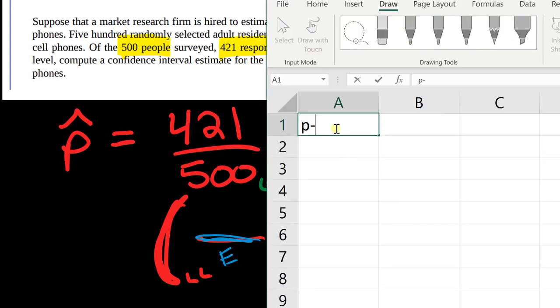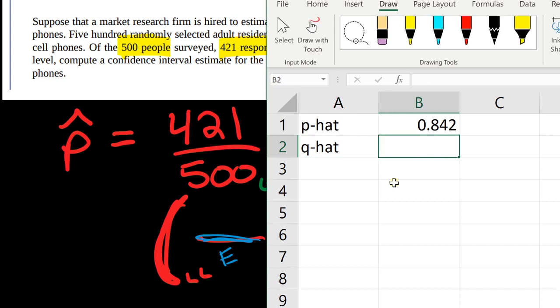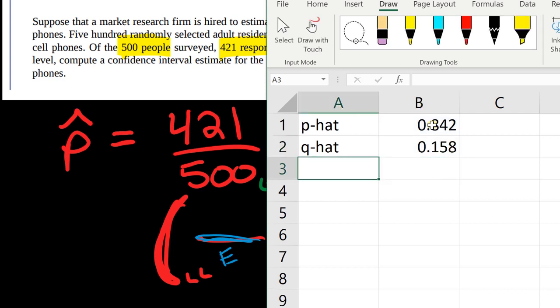Let me type in p hat, and type in equals 421 divided by 500. I'm also going to find q hat. What is q hat? It's the complement of p hat. So it's always going to be equals 1 minus whatever p hat is. So I'll just press that cell, press enter. Okay, so I'm ready to figure out E, the margin of error.